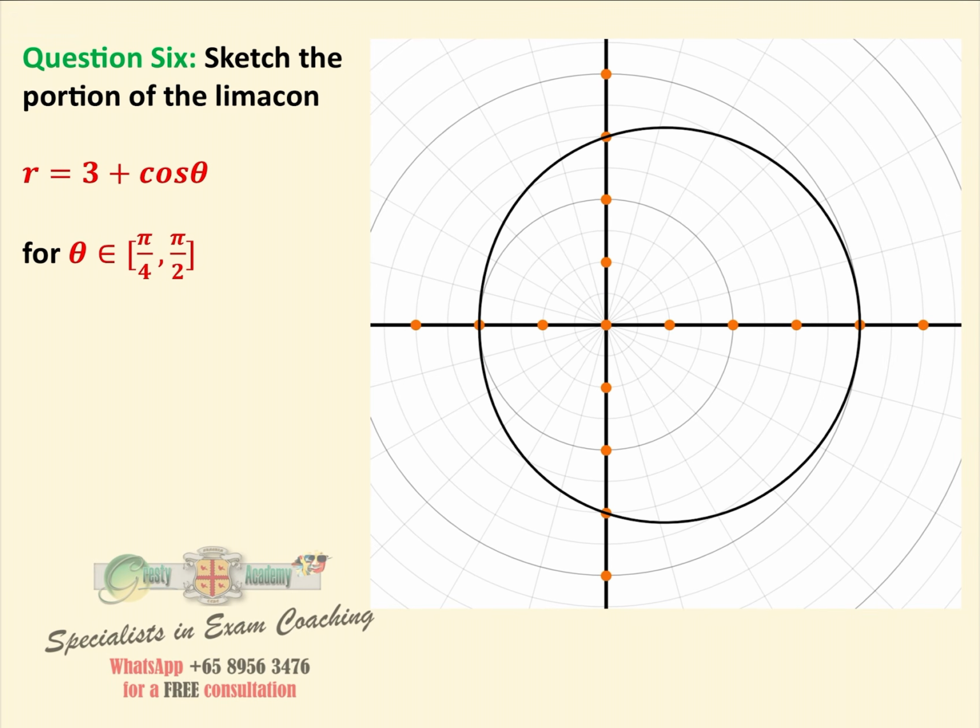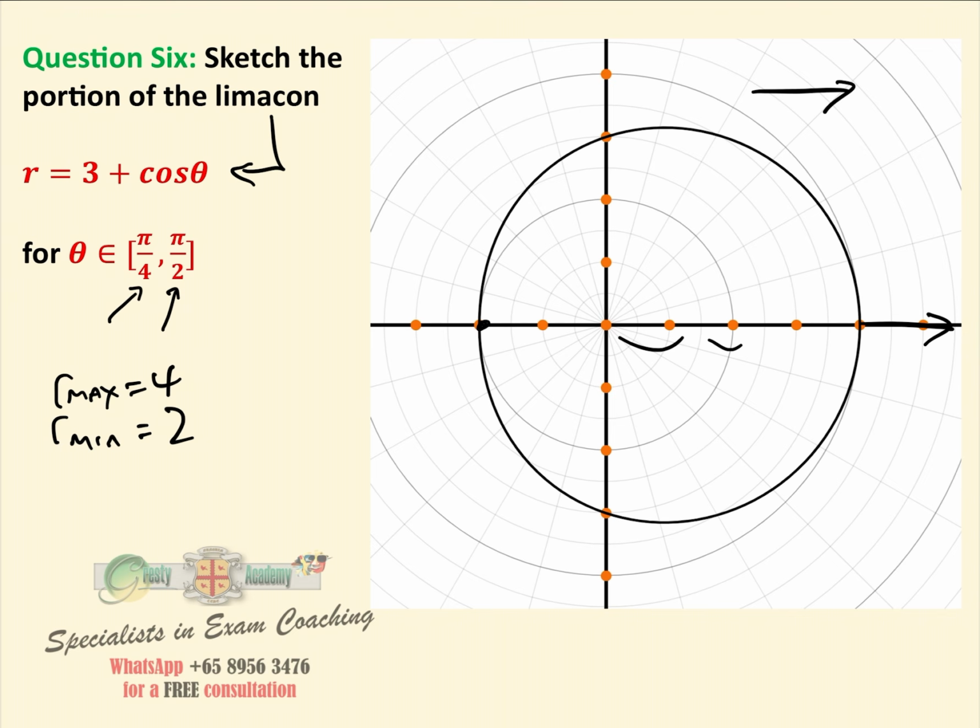Sketch the portion of this limacon for theta going only from pi over 4 to pi over 2. Well, let's just check. It's always a good idea to check. r is 3 plus cos theta. We can clearly see there's symmetry around the x-axis, so we know that it's going to be cos theta. We know it's pointing that way, so it's plus cos theta. 1, 2, 3, 4. We know that r max is equal to 4, and we know that r min is equal to 2. That's this one here.